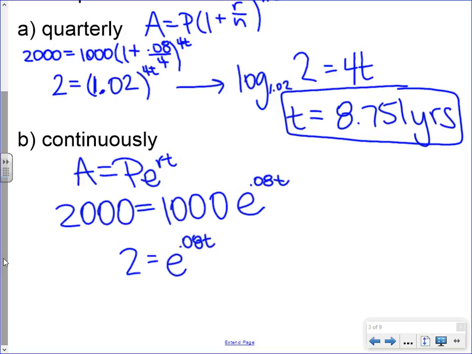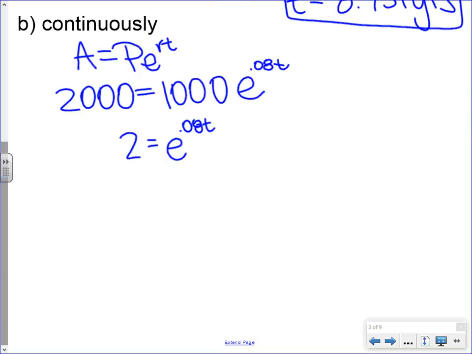Okay, so from here, how do we solve for t? Natural log of 2 equals 0.08 t. Since this is base e, we're going to do log base e of 2 equals 0.08 t. Evaluate the natural log of 2. Divide by the 0.08. And how long does it take?